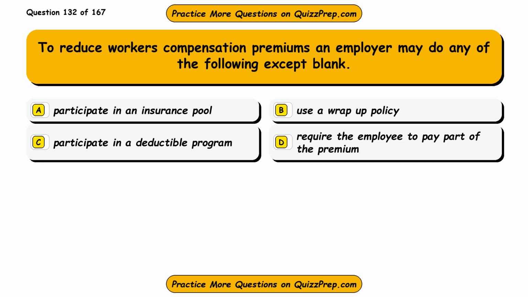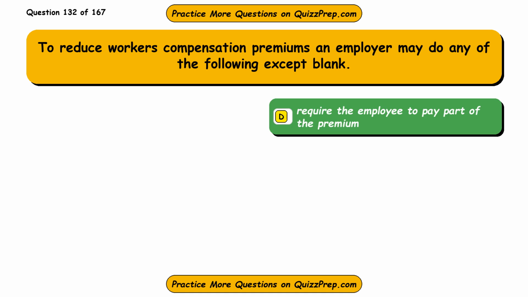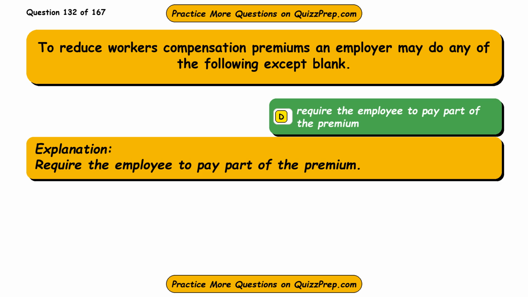Question 132. To reduce workers' compensation premiums, an employer may do any of the following except blank. Option A, participate in an insurance pool. Option B, use a wrap-up policy. Option C, participate in a deductible program. Option D, require the employee to pay part of the premium. The correct answer is option D, require the employee to pay part of the premium.